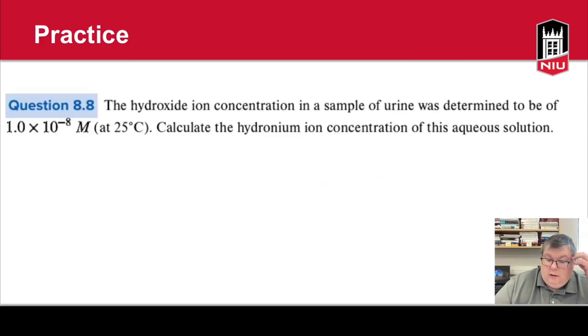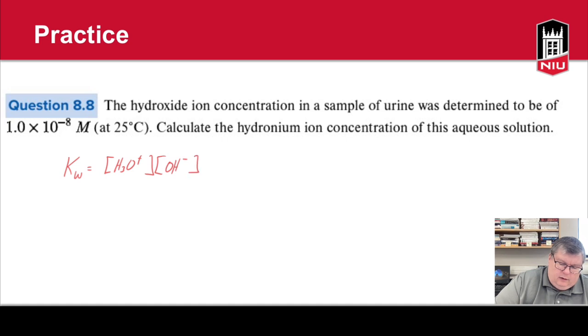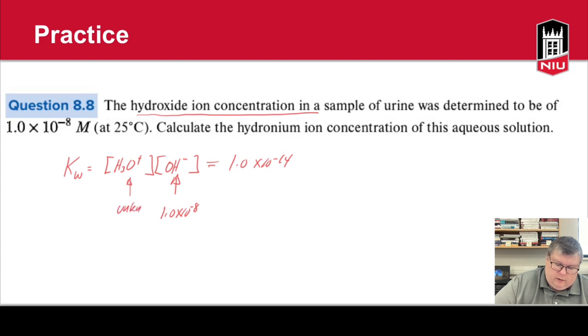So let's do an example of this. The hydroxide ion concentration in a sample of urine was determined to be 1.0 times 10 to the minus 8th at 25 degrees C. Calculate the hydronium ion concentration of this aqueous solution. So we know that Kw is equal to the concentration of H3O+ times the concentration of OH-, which is equal to 1.0 times 10 to the minus 14th. If the hydroxide ion concentration is known, and that is the 1.0 times 10 to the minus 8th, then we can calculate out the H3O+, which is our unknown.